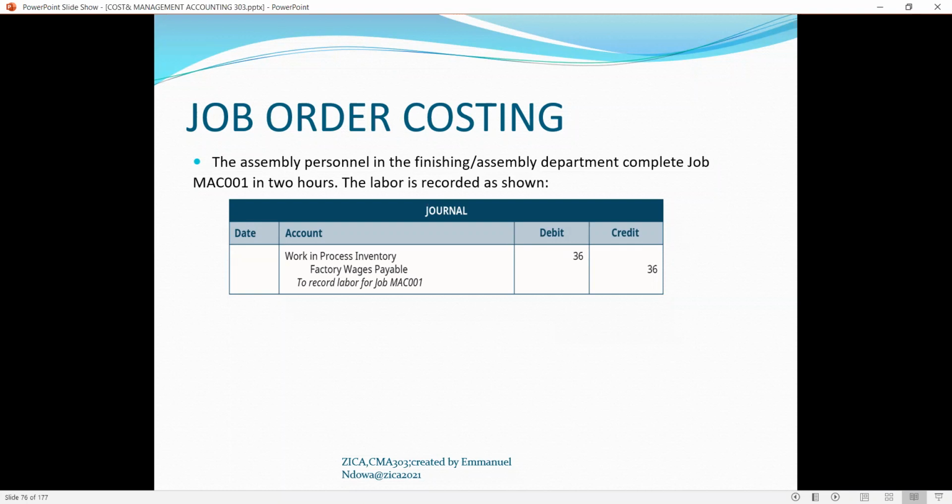Understand? So I've got the $30 and the $36. So the labor component will be 30 plus 36, that will be $66. That is going to be placed in the work in process inventory. Is there anyone with a question so far before we proceed?